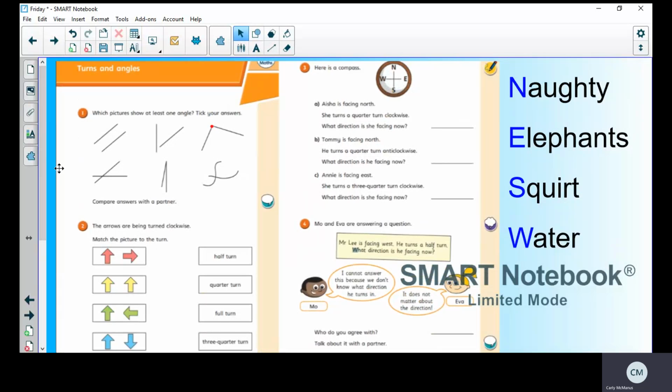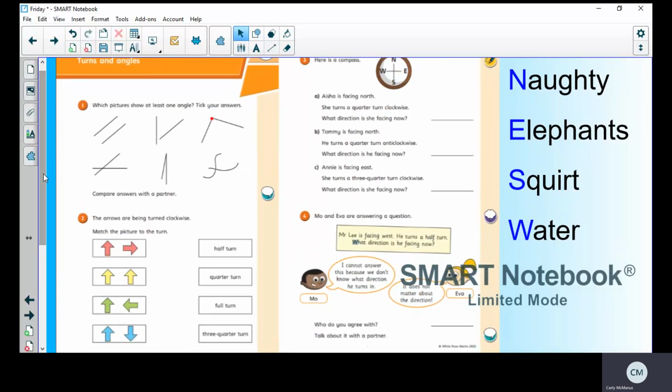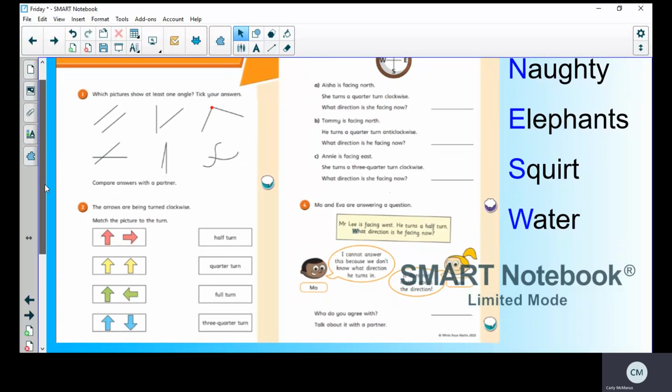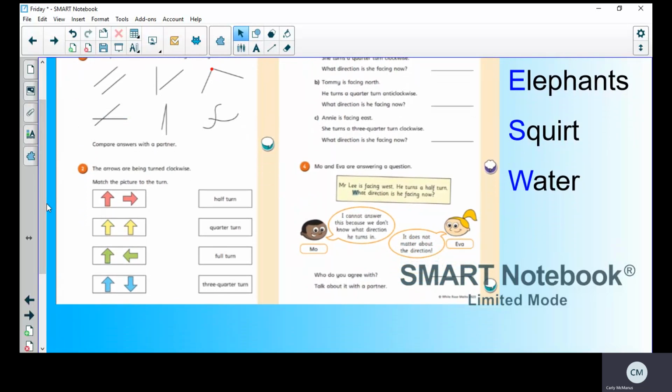quarters. Which way is she facing now? If you want to stand up and physically do it to help you, that's fine. It says Mo and Eva are answering a question. Mr. Lee is facing west. He turns half a turn. What direction is he facing now?